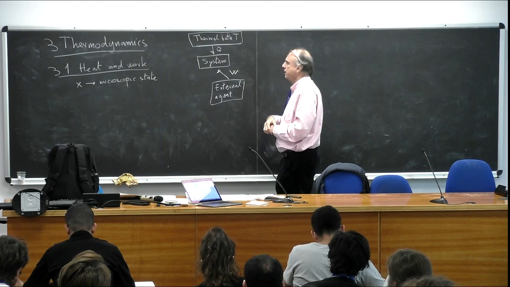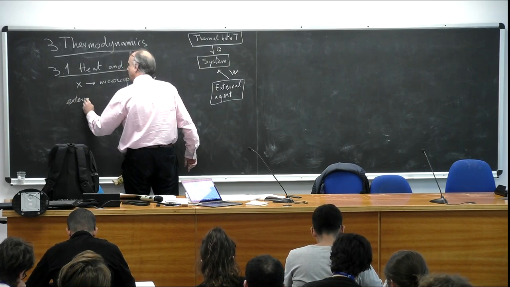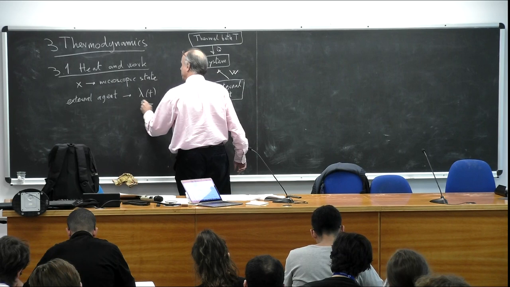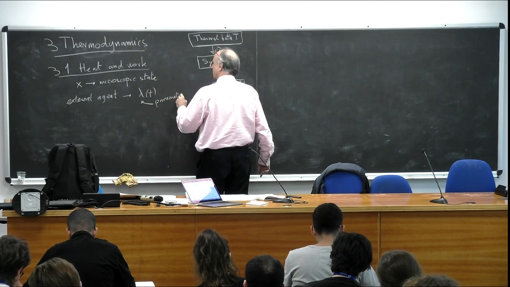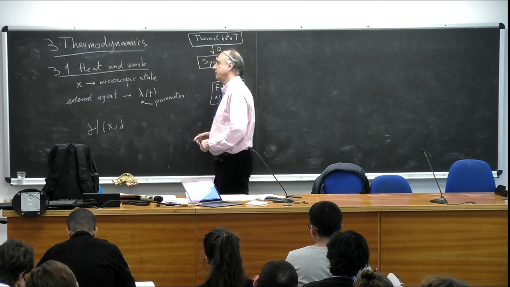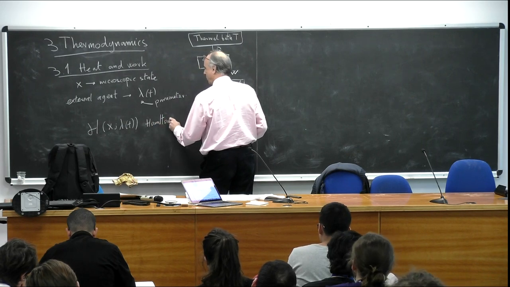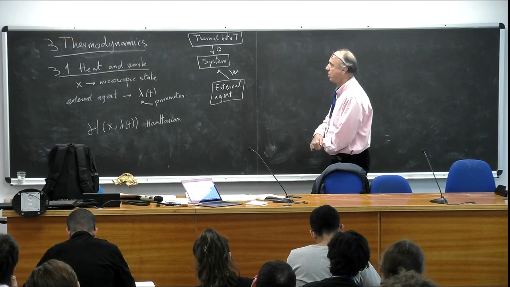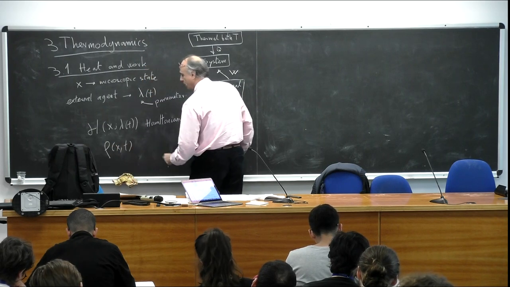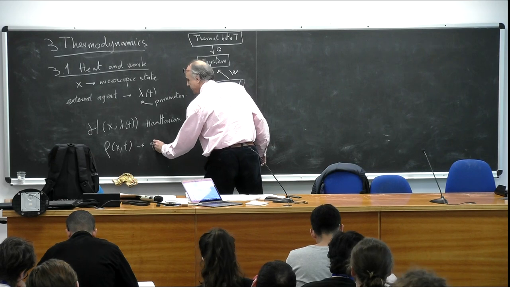So you have a microscopic state here, and you have an external agent that can manipulate some parameter of the Hamiltonian. So this is the parameter. You have a Hamiltonian, and the Hamiltonian depends on X and depends on the parameter. And because of the external agent, this Hamiltonian is time dependent. So this is the Hamiltonian of my system. And then I will assume as well that we have a probability distribution over the microscopic states of the system. We can call this the probabilistic state of the system.